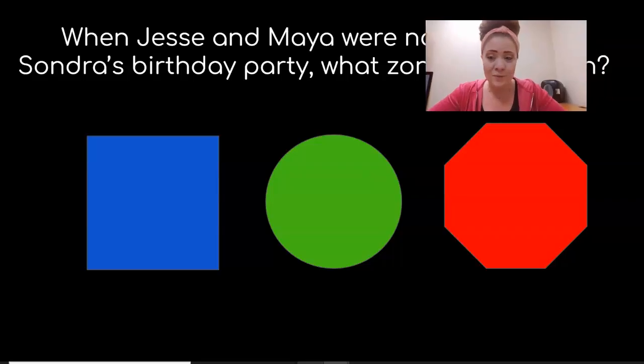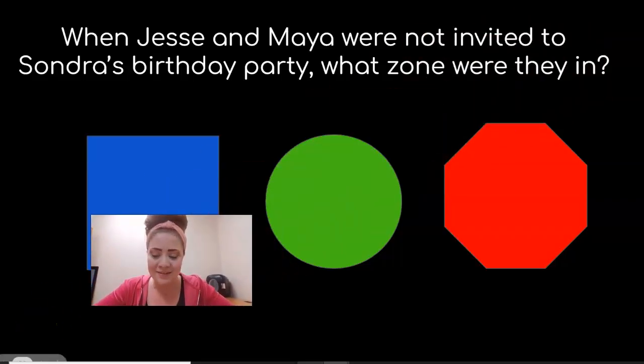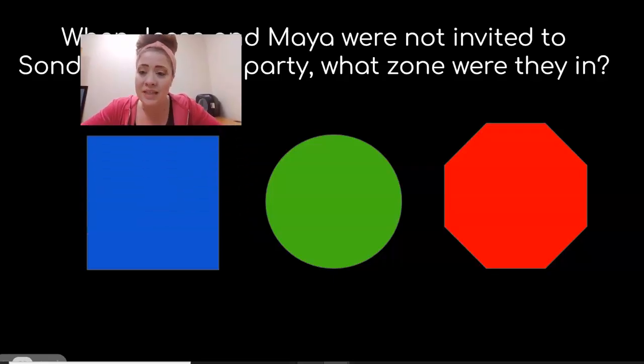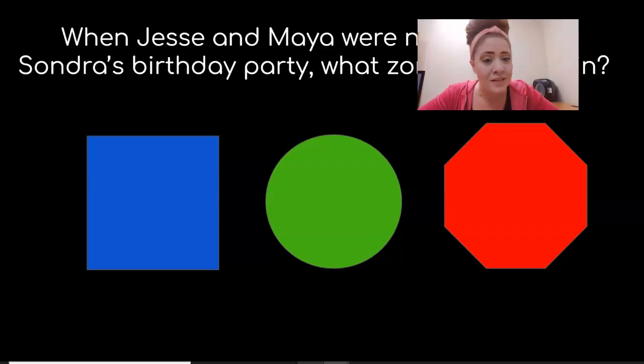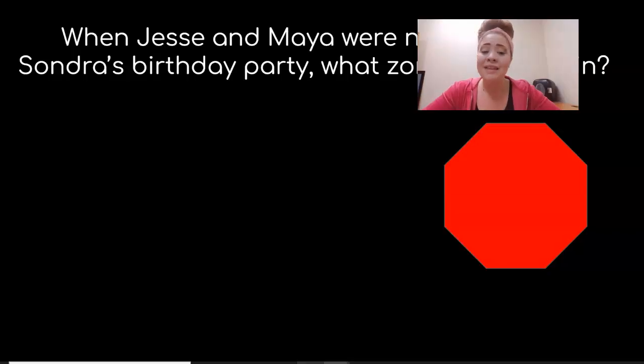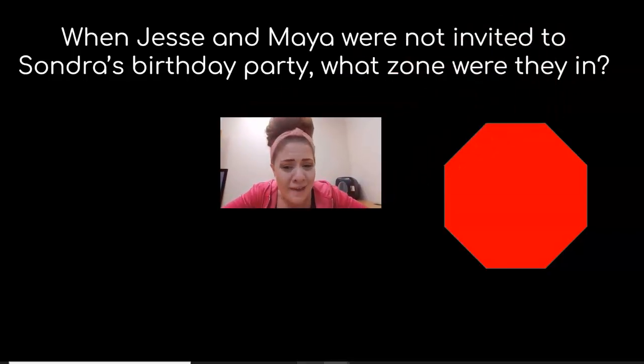So I have a question for you. Use your best empathy. When Jesse and Maya were not invited to Sandra's birthday party, what zone do you think they were in? Do you think they were in the blue zone, the green zone, or the red zone? Which one? They were in the red zone. They were very mad when they were not invited to the party, filled with rage. So much anger that they decided to bully Sandra.